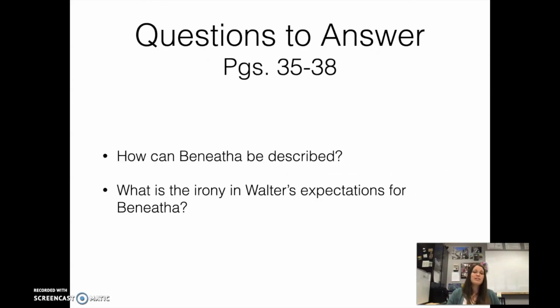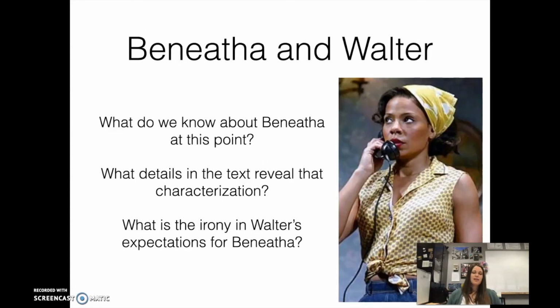Next set of questions, pages 35 through 38. How can Beneatha be described? And what is the irony in Walter's expectations for Beneatha? Okay, so again, what do we know about Beneatha at this point and what shows that? We know that she has big dreams and aspirations. Everybody seems to know what she wants to do, right? Walter and Beneatha at the same time say to be a doctor, right? So she wants to be a doctor, which is a really high aspiration. That's awesome. She's also unapologetic about it.